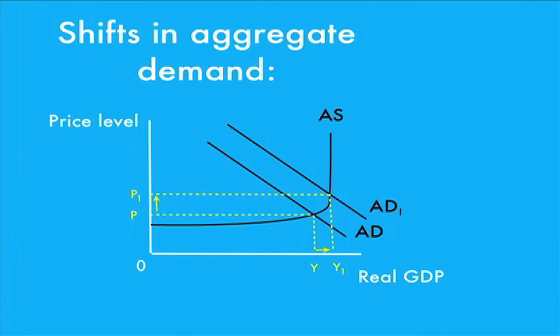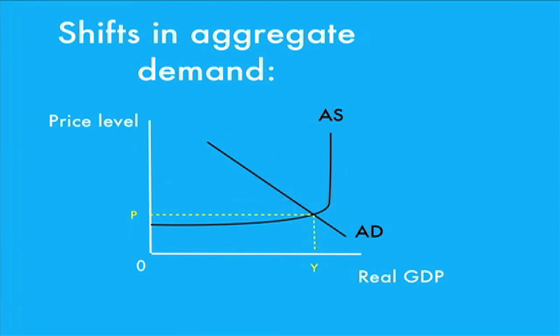When demand shifts from AD to AD1, producers reach full capacity. This is shown by AD1 crossing AS at a point where the aggregate supply curve is vertical. It may be that there is full employment in the economy and that producers are using their machinery flat out. They are using all the resources available to them.